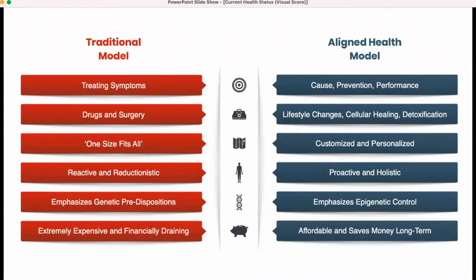And the traditional model is extremely expensive and financially draining, especially when you get to those disease states, whereas the aligned root cause model is going to be more affordable and saves money in the long term because we're focusing on preventing that disease state from activating.